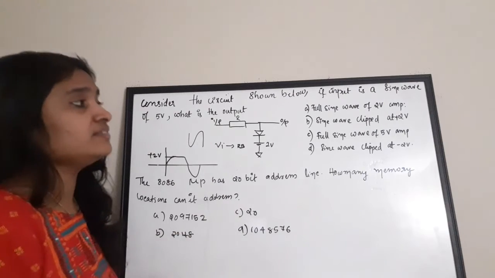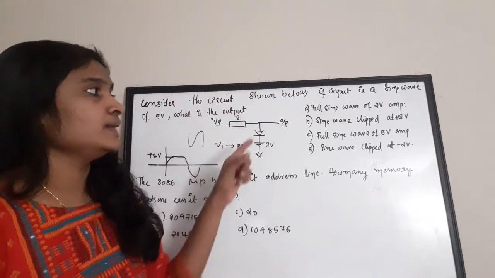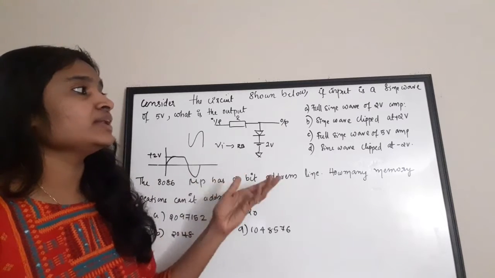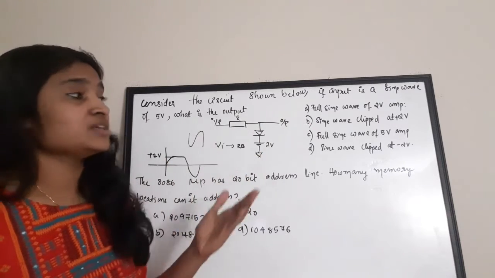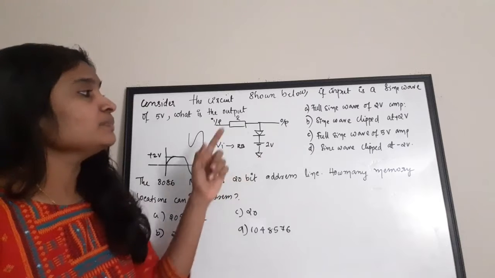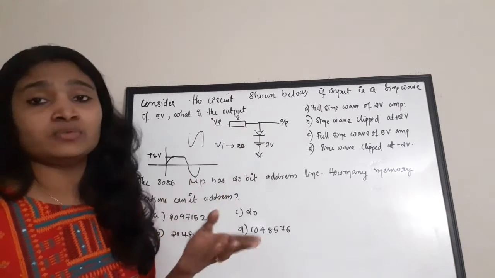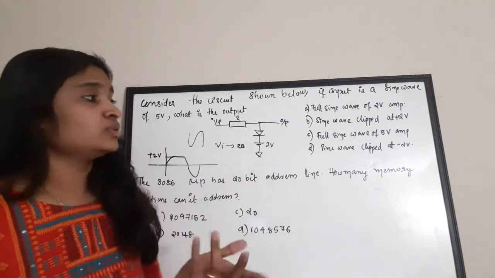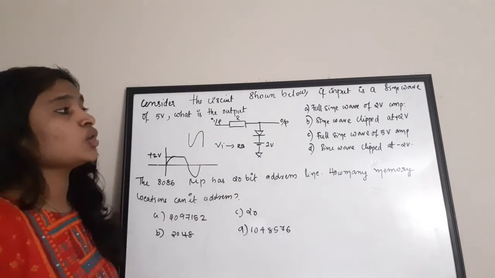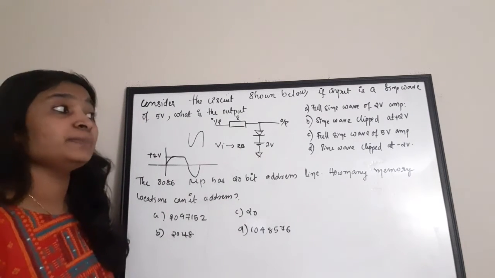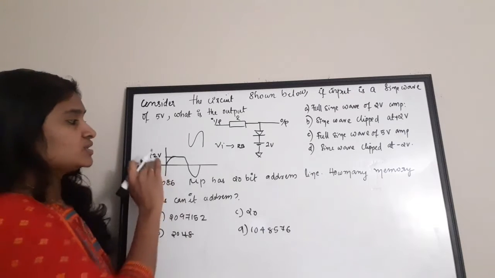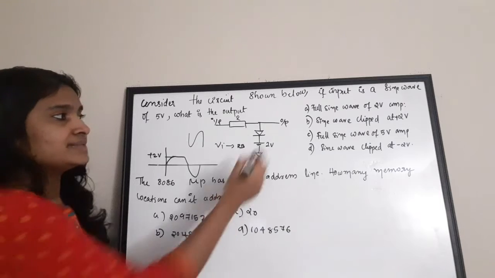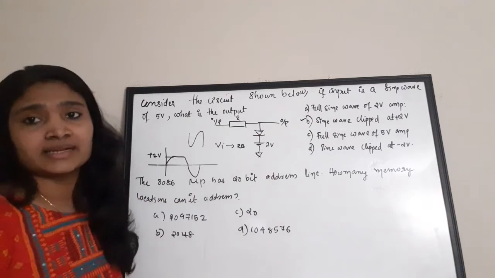Now what is being given in the options? The options are: A, full sine wave of 2 volt amplitude. No. B, sine wave clipped at plus 2. Yes, plus 2 volt. It is a correct answer. Option C, full sine wave of 5 volt. No. D, sine wave clipped at minus 2. No. So the correct answer here is option B, which is sine wave clipped at plus 2. So your sine wave is actually clipped at the positive 2 volt. So option B is your correct answer.